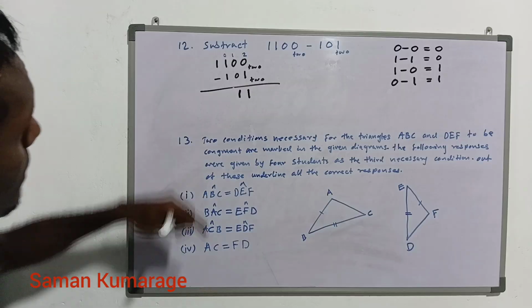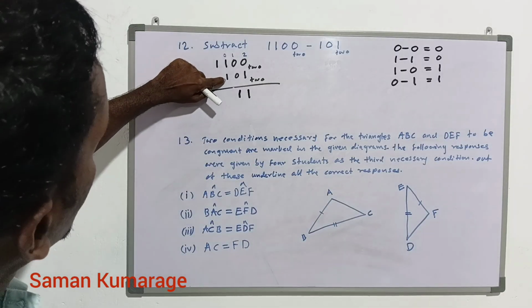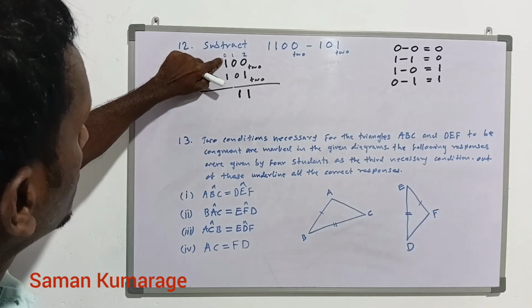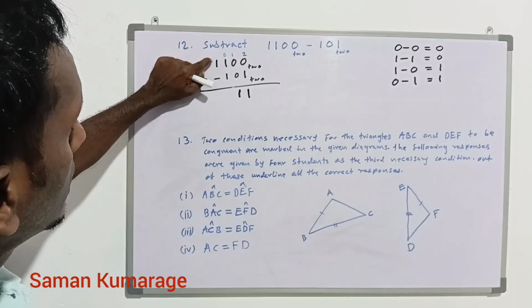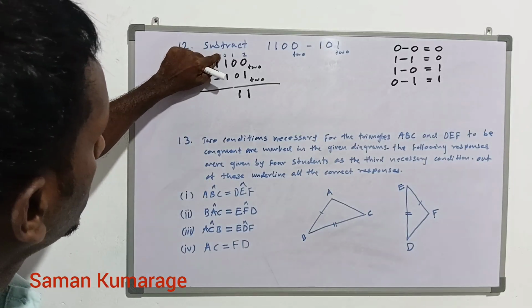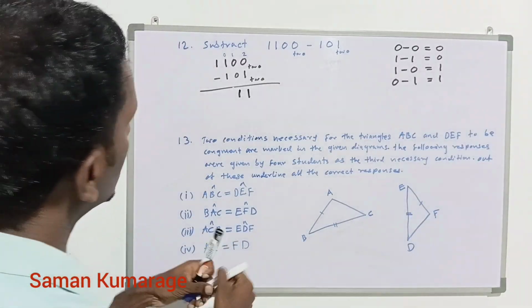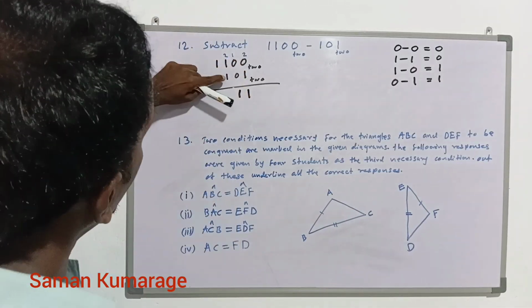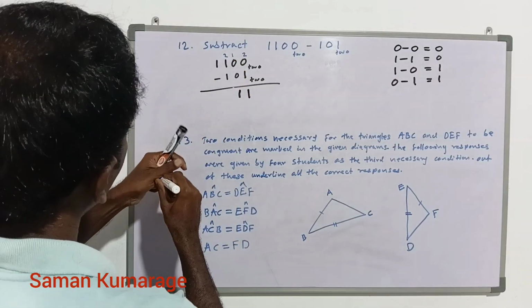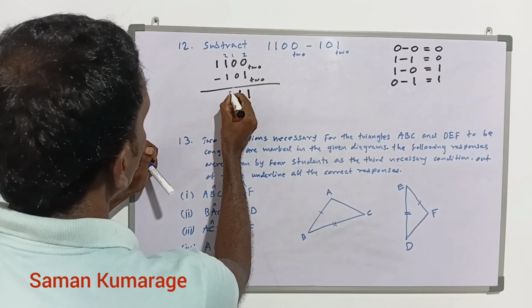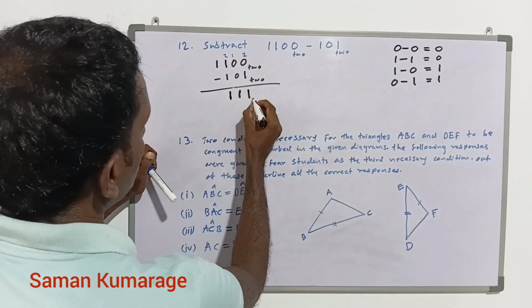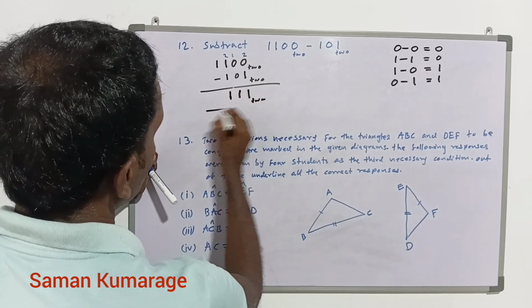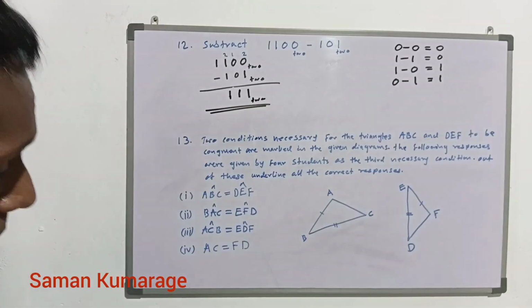Here again we have to subtract 1 from 0. It is impossible. Therefore we have to borrow 1 from here. Then it becomes 2 here. Now 1 from 2, it becomes 1. The base is 2. This is the answer. Next.